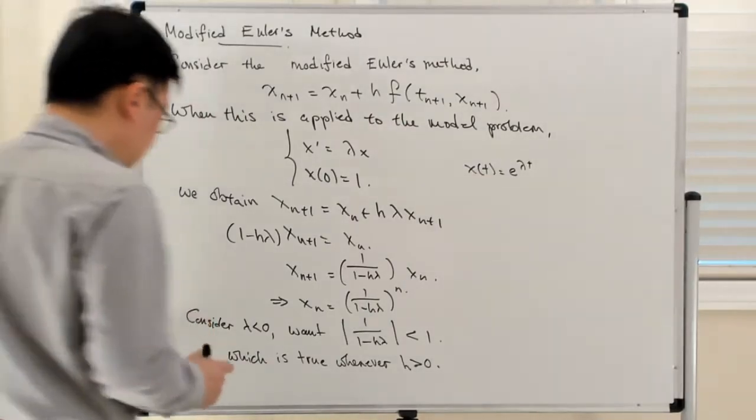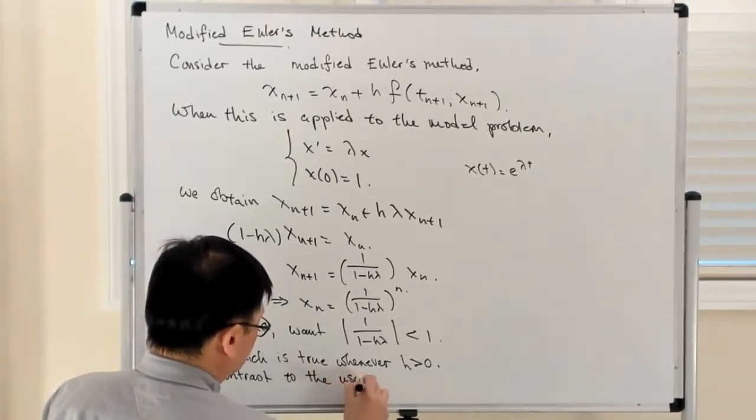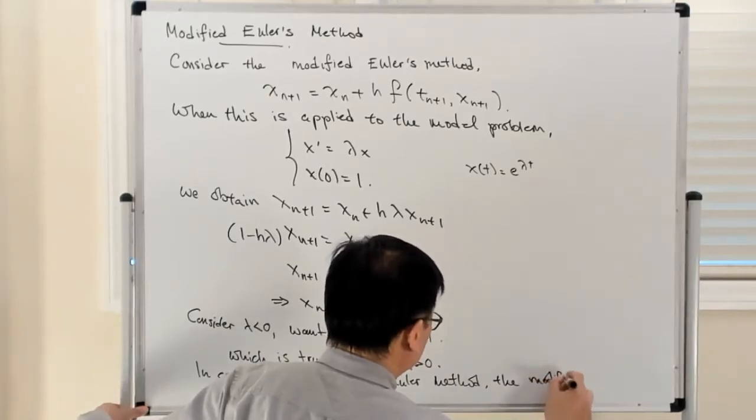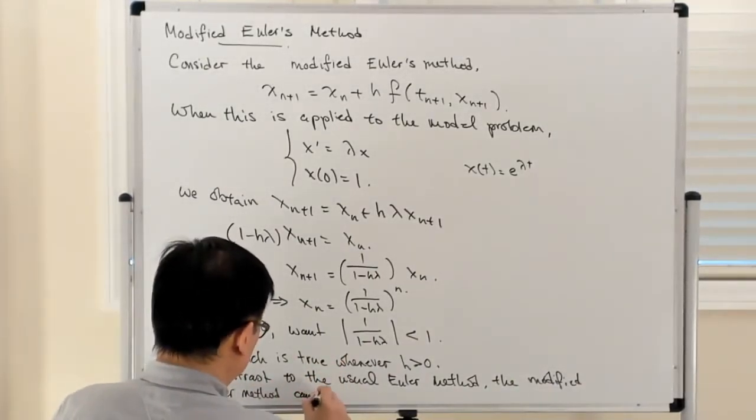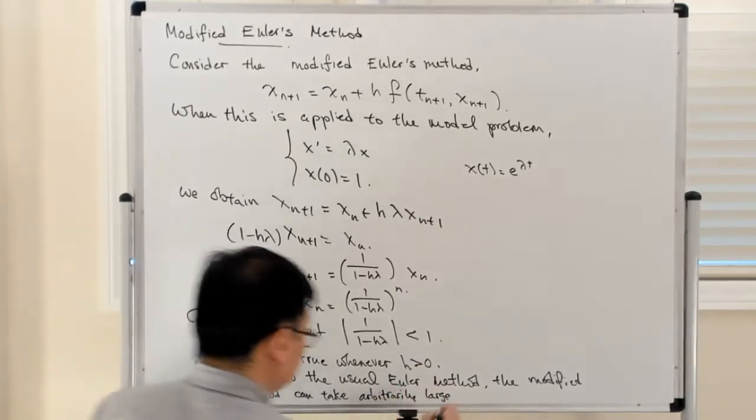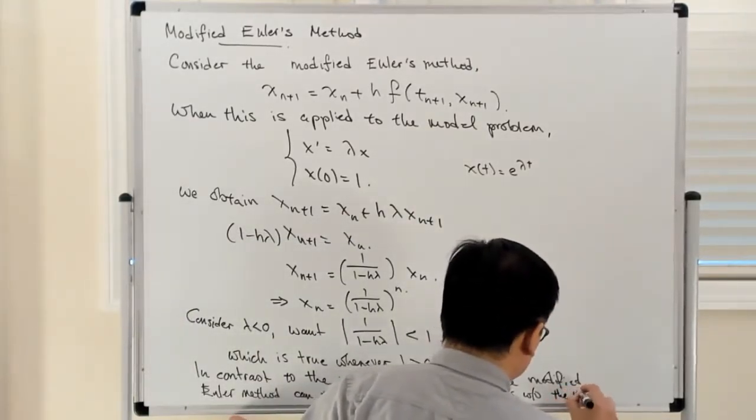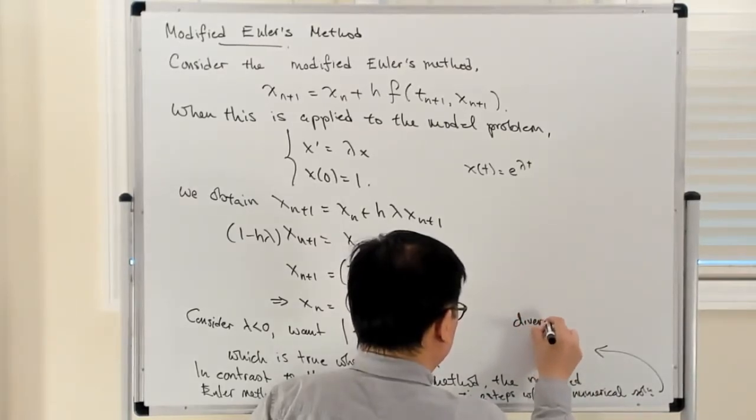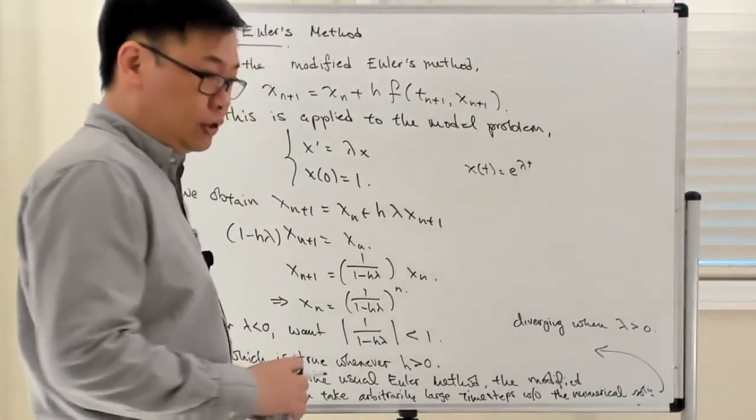Okay, so the remark is that in contrast to the usual Euler method, the modified Euler method can take arbitrarily large time steps without the numerical solution exploding, and without the numerical solution diverging when lambda is greater than 0. Okay, so that's kind of an interesting phenomenon.